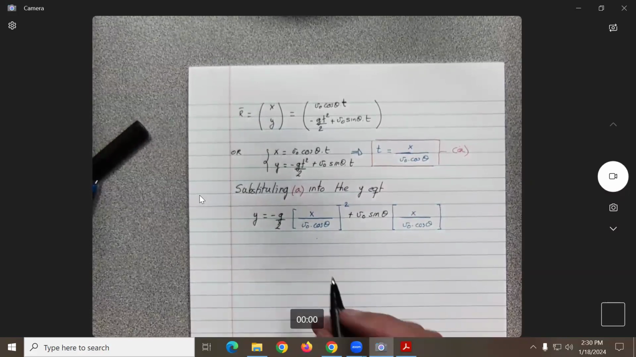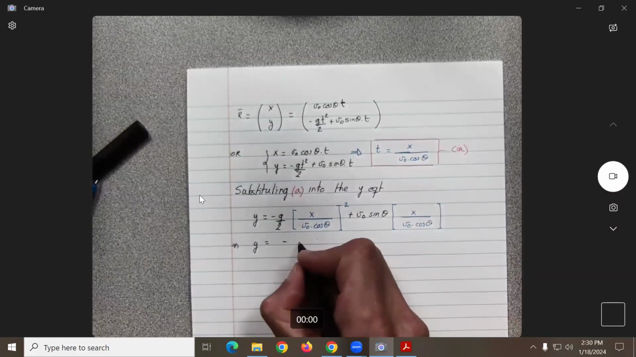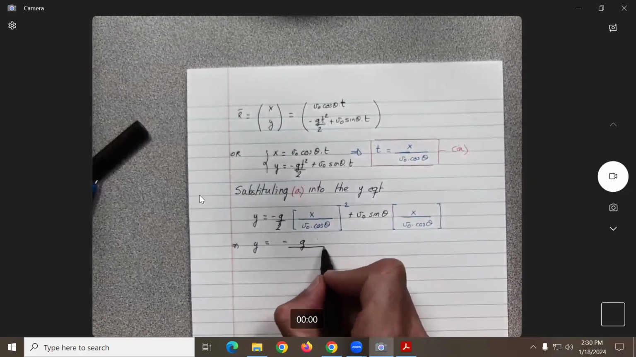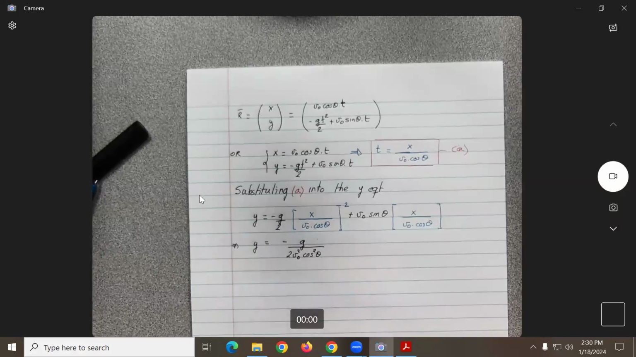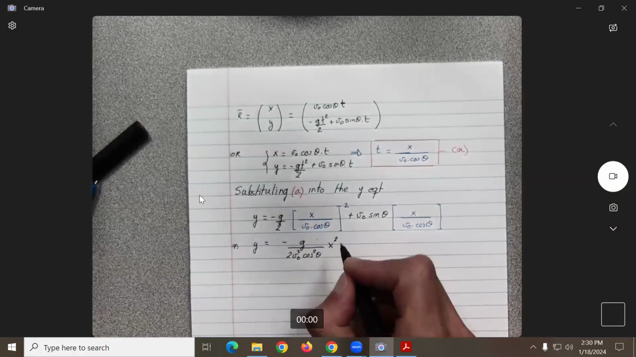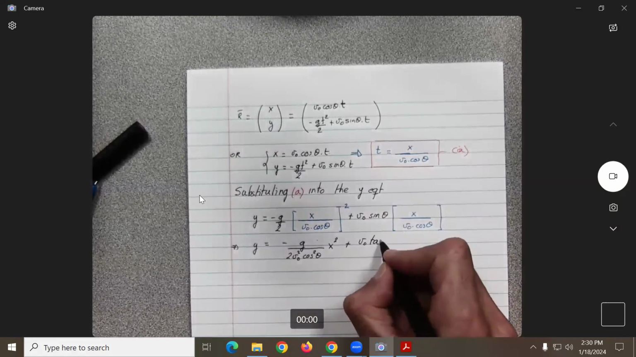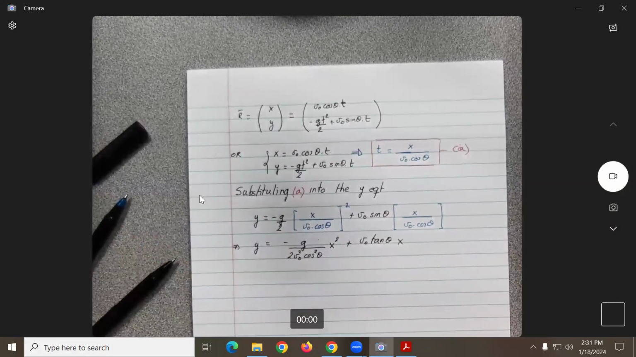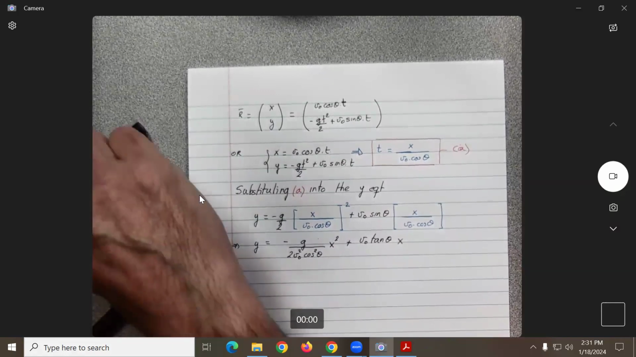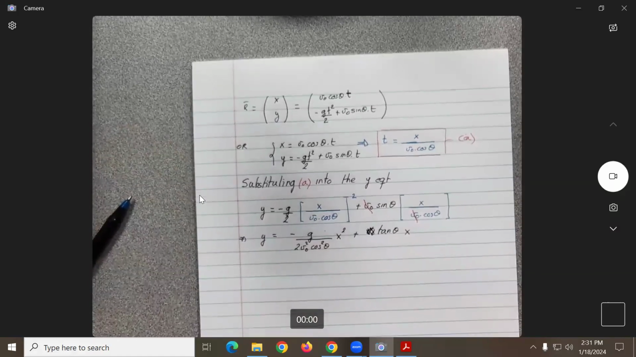So we do basic algebra, we get Y equal to minus G divided by 2 V naught squared cosine squared theta X squared plus V naught tangent theta X. Now because sine divided by cosine is tangent, the V naught cancel out. And the V naught cancel out, absolutely. You're absolutely right. So tangent theta X.